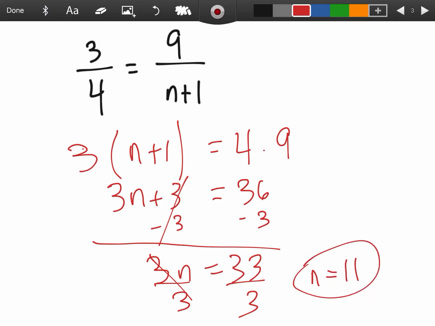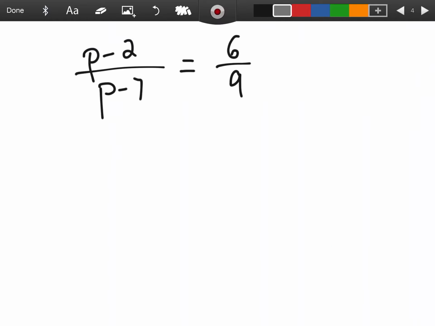You can always plug it back in to check. Let's see, if I plug it back in, I would get 9 over 11 plus 1, which is 9 over 12, which I know simplifies to 3/4. All right, so we know that we did it correctly, right? Always checking your answer here. And we'll finish it out.